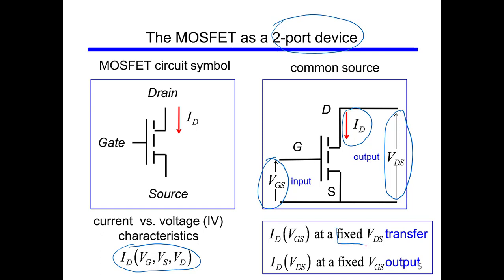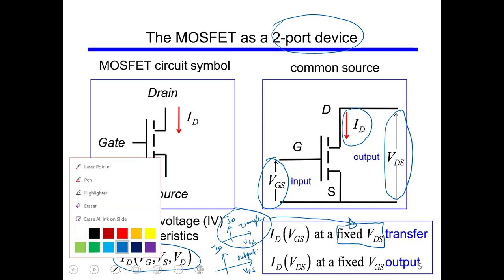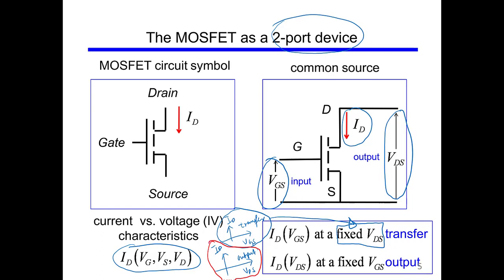If we keep VDS fixed and plot ID versus VGS, we call this the transfer curve. So we have VGS, we have ID, and this curve is called the transfer curve. We can have another one in which we have ID here and VDS here, and this curve is called the output curve. The important thing is that in the first one VDS is fixed, and in the second one VGS is fixed. One is called the transfer curve and the other is called the output curve, or the output characteristics.